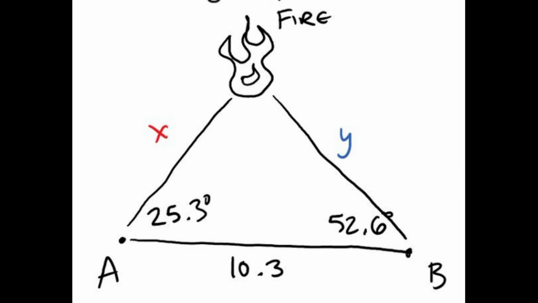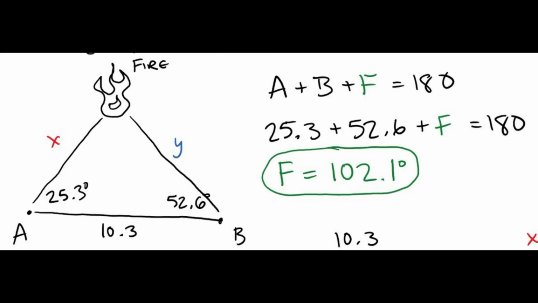We don't have to find everything here. All we have to do is find this X, and we have to find this Y. Before I can start solving, I do have to find that third angle across from the 10.3. It's the angle where the fire is. I take the 2 angles that they gave me, subtract them from 180, and I get 102.1.